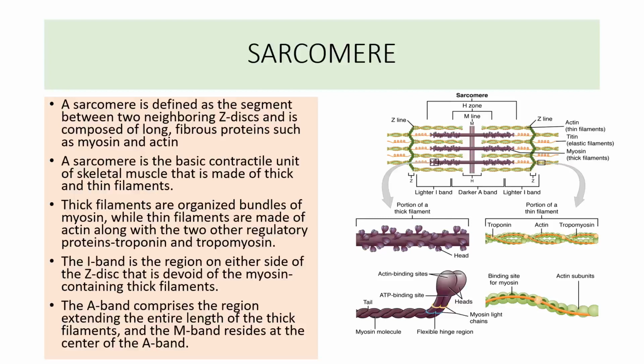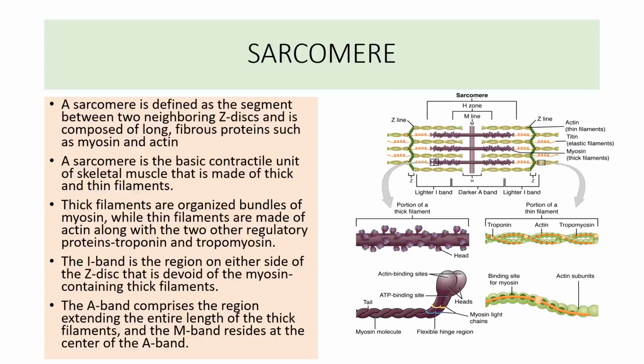The thin filament is formed by three important proteins, that is actin, troponin and tropomyosin, whereas the thick filament is formed by myosin. There are two lines in the sarcomere. One is the M line, which is present between the two thin filaments, and second is the Z line, where the actin filaments are present.